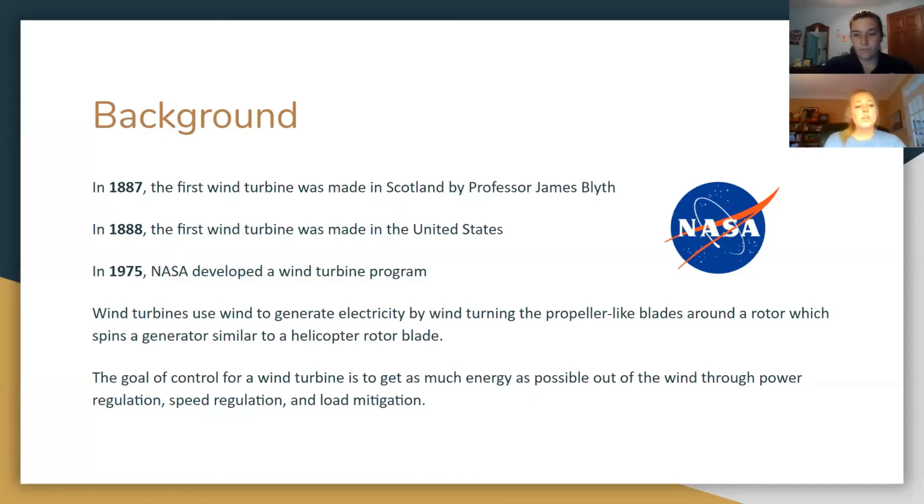So basically, wind turbines are used to generate electricity by the wind turning the blades around a rotor, which spins a generator, and this whole system is similar to a helicopter and how the blades rotate. And overall, the goal of control for a wind turbine is to obtain as much energy as possible out of the wind by regulating the power and speed, as well as limiting the amount of load that the wind turbine experiences.